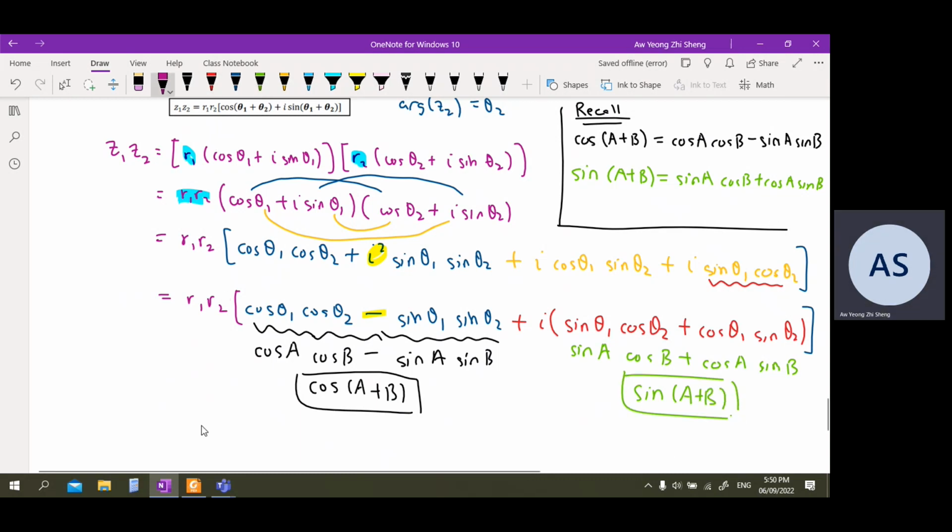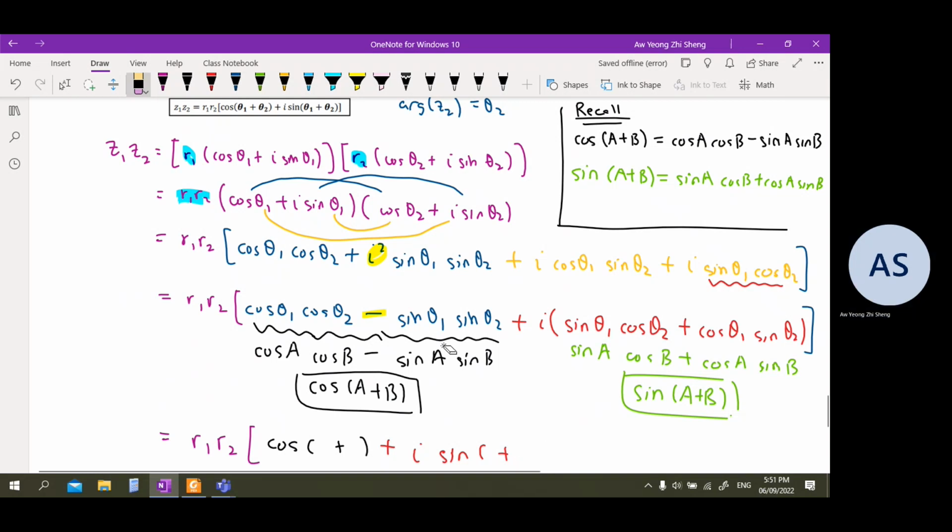Okay. Now let me continue with my working here. I have r1, r2. The underlined black colored terms will just simplify to become cos of A plus B, while the red colored terms will just become i times sine of A plus B. Sorry, I should have written theta 1 and theta 2, not A and B. Theta 1 and theta 2. And this is theta 1, theta 2.